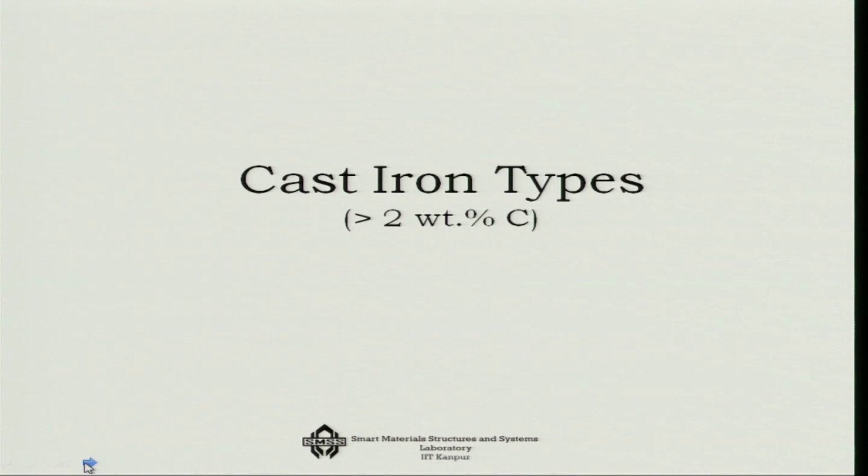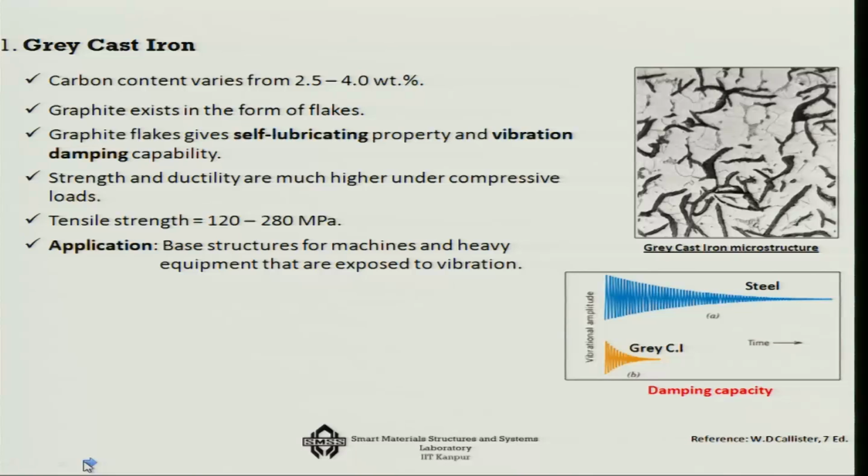Finally, we are going to talk about cast iron, where the percentage of carbon is even more than what you have seen earlier in mild steels, that is, greater than 2 weight% carbon. That is the cast iron system that we are talking about. Now, there are quite a few variations of cast iron.